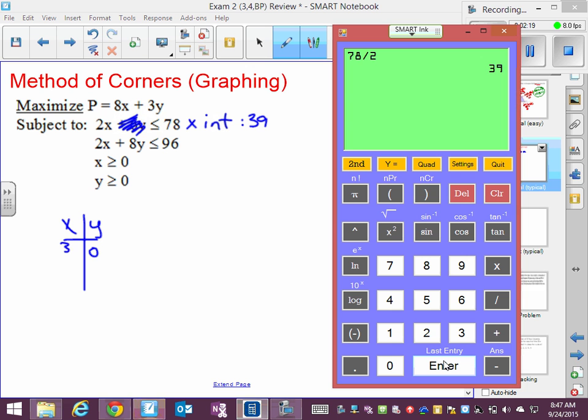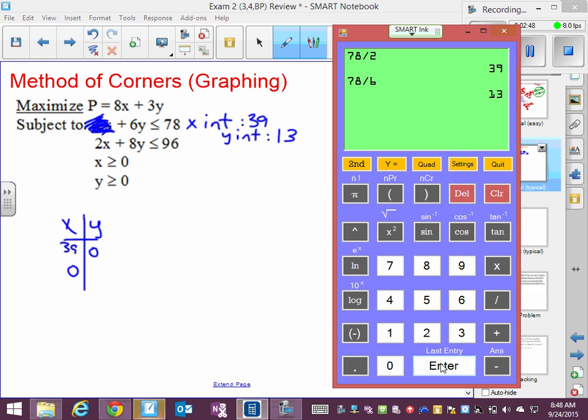So that's one of the points. I need 2 points to draw a line. That's one of them. And so then I want to find the y-intercept. The y-intercept is like what you would get when you plug in 0 for x. That's going to make this 2x part go away right here. I would have 6y equals 78, or 6 times what equals 78? 78 divided by 6 is 13.